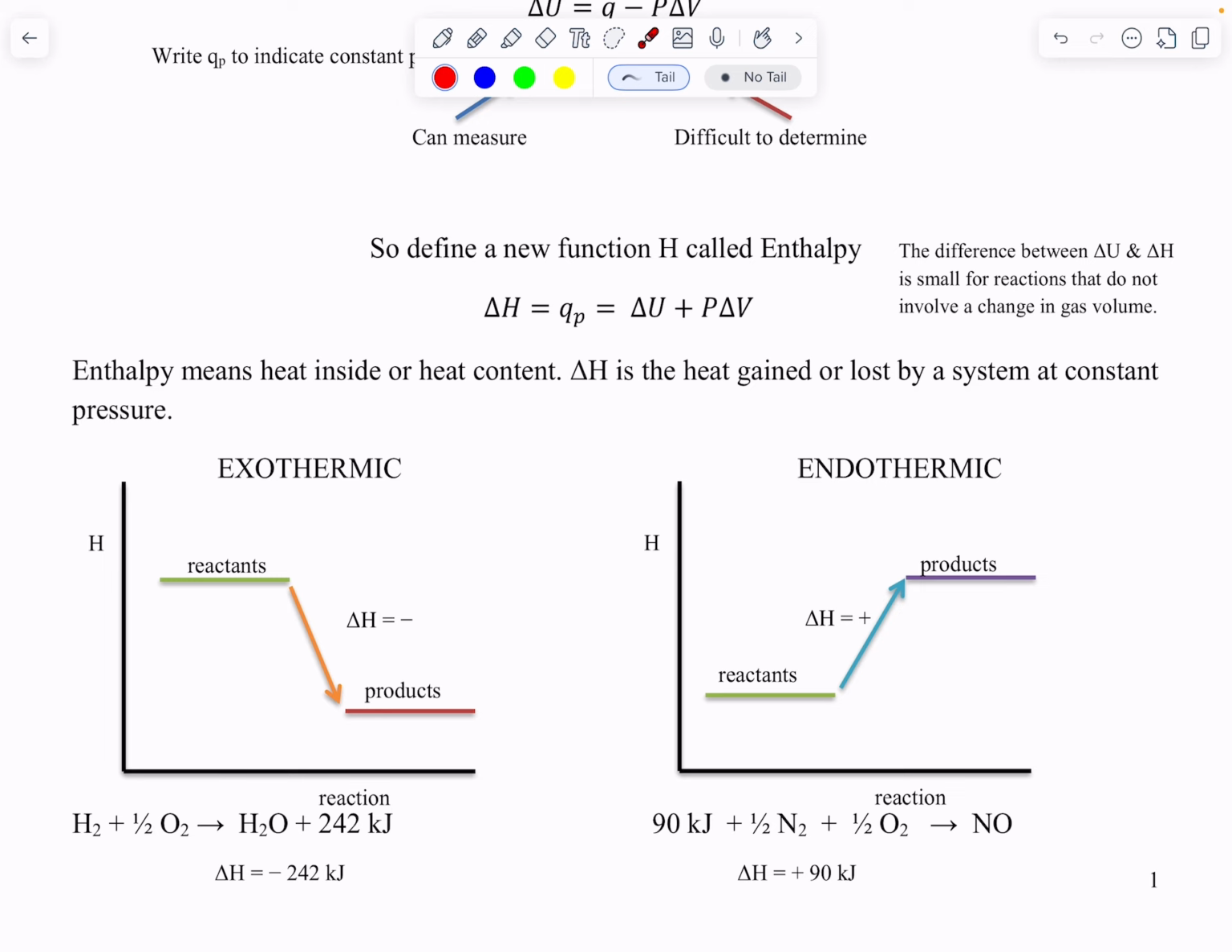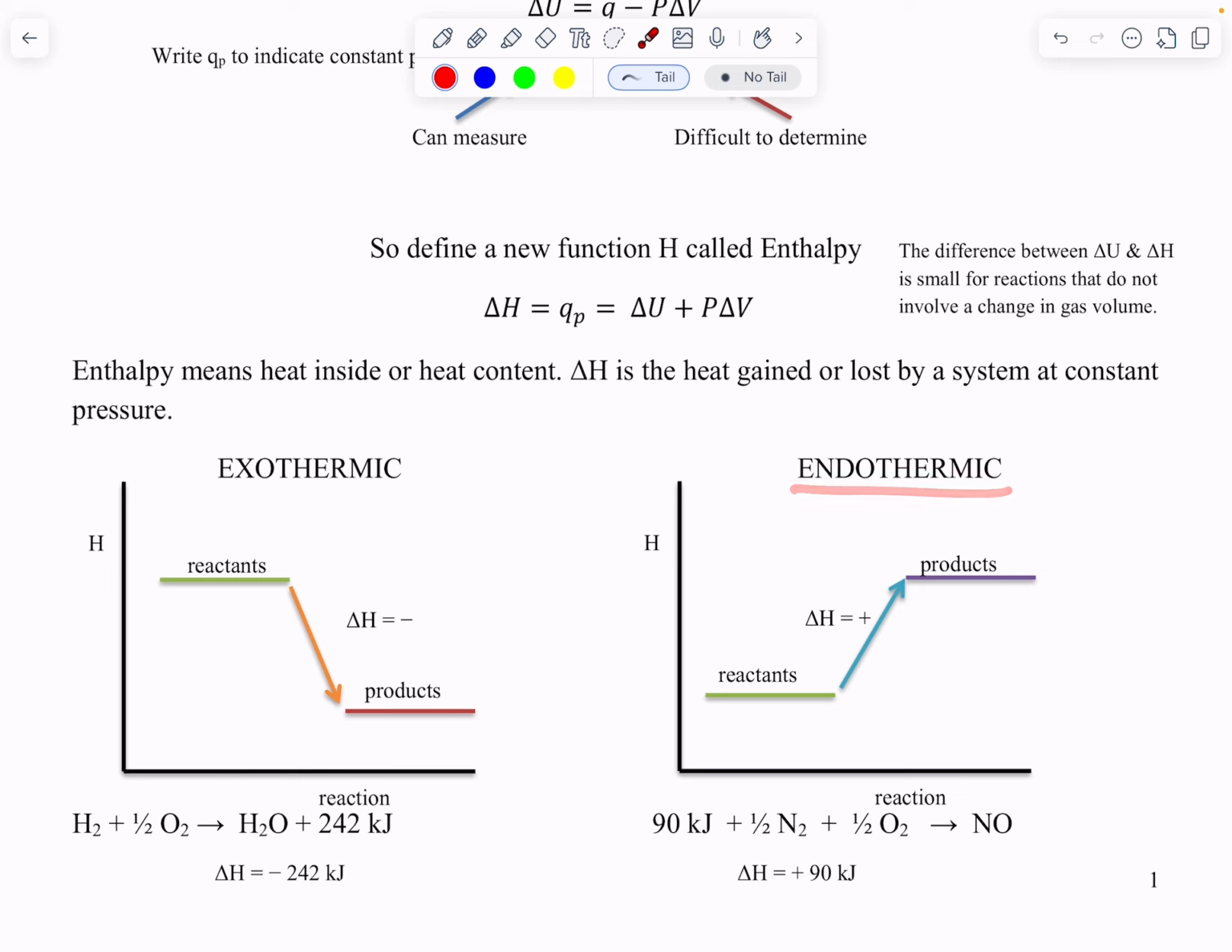And so if the energy of the reactants is bigger than the products, that would be a negative delta H. And so hydrogen plus oxygen going to water, that much heat released, so delta H is negative.